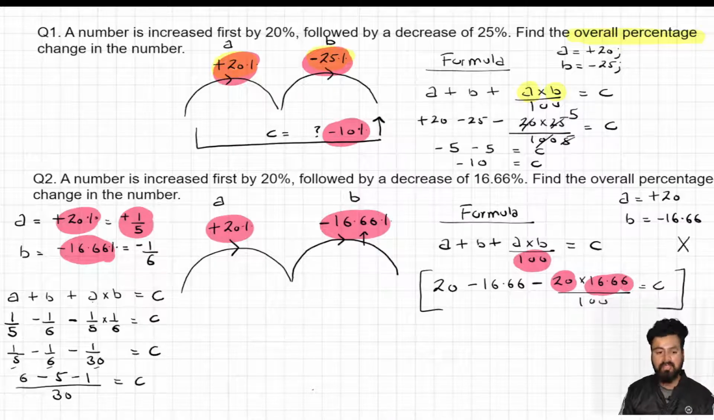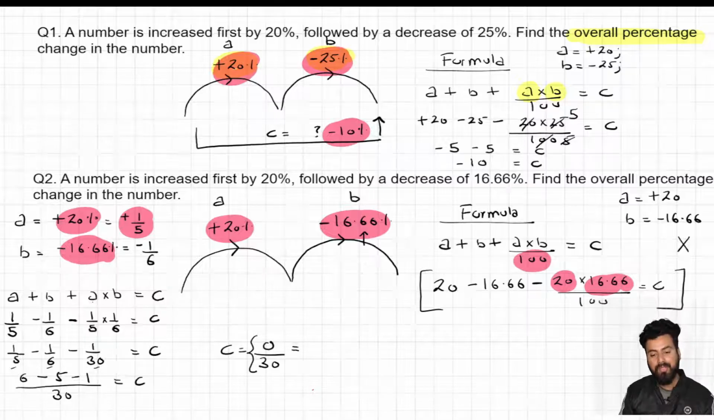And when you solve this, it comes out to be 6 minus 5 minus 1, which is 0. 0 out of 30. So the value of C is going to be 0 upon 30. 0 upon 30, it's a fractional value. If I ask you what is 0 upon 30, you would say 0 upon 30 is 0 only. So what is the answer of overall change? I'm getting the answer of overall change as 0.